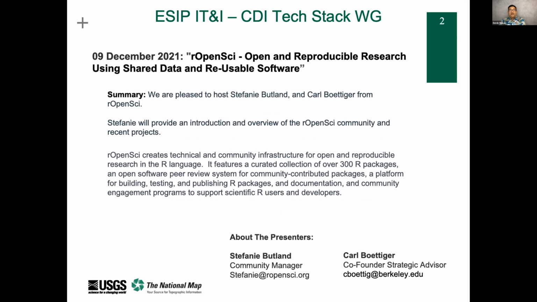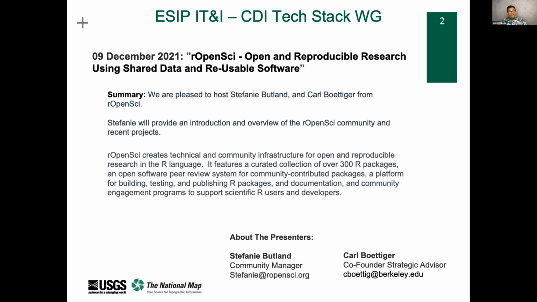All right. So for those of you that don't know anything about rOpenSci, the group really promotes open and reproducible research using shared data and reusable software. This is a technical community that has a number of participants. They drive the use of R, the development of R packages. And the connection here with USGS and ESIP is that ESIP has hosted several fellows that have produced R packages, with rOpenSci serving in an oversight role.